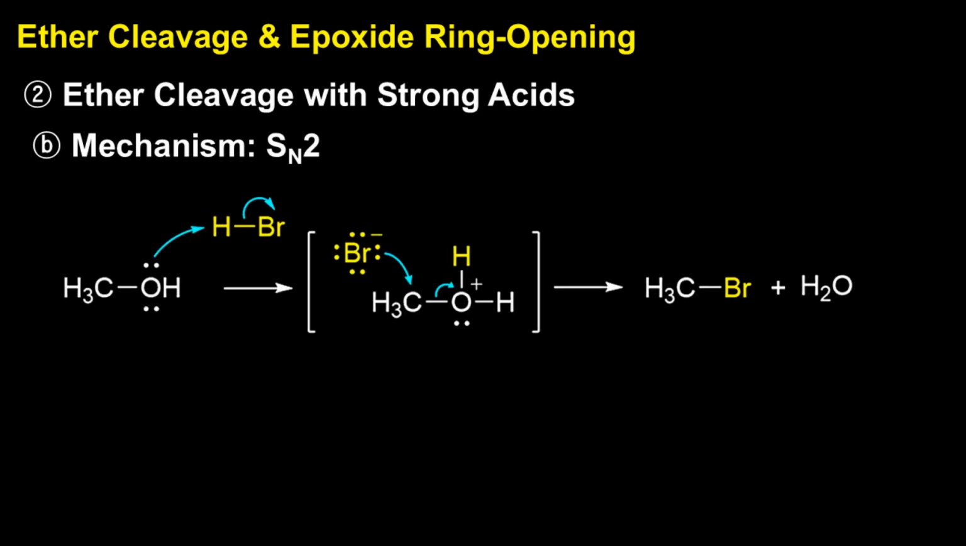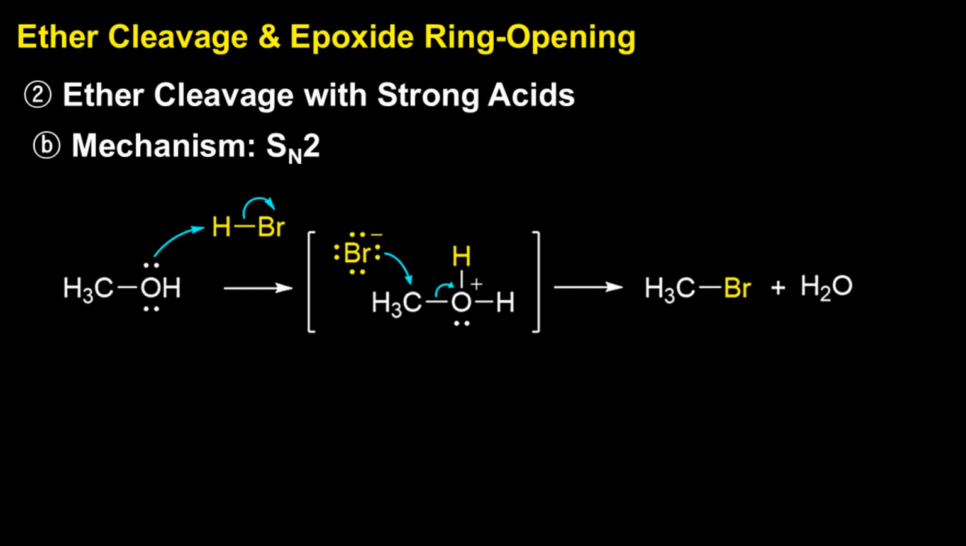Now remember, in the first step we formed tert-butyl bromide and methanol, but since we're using excess HBr, the methanol doesn't just sit around. It reacts again, and this time, the reaction follows an SN2 mechanism.